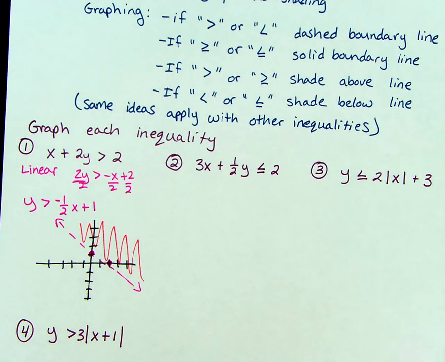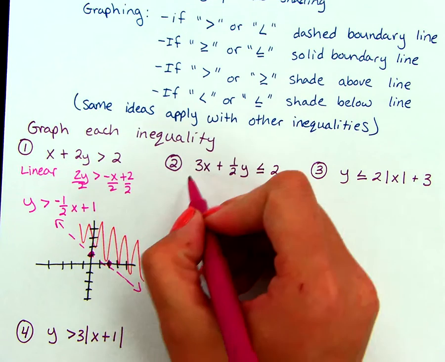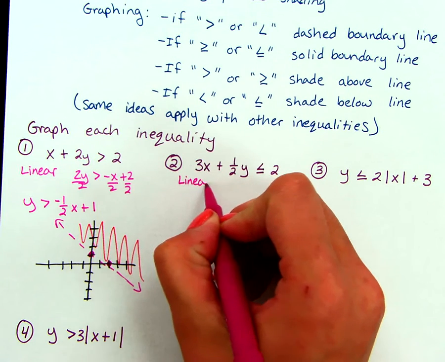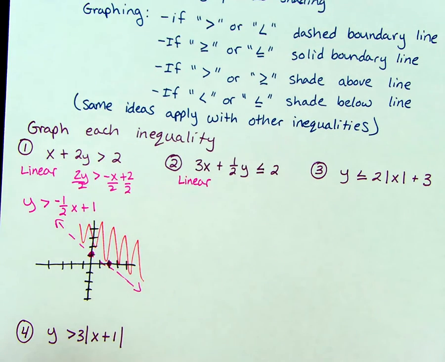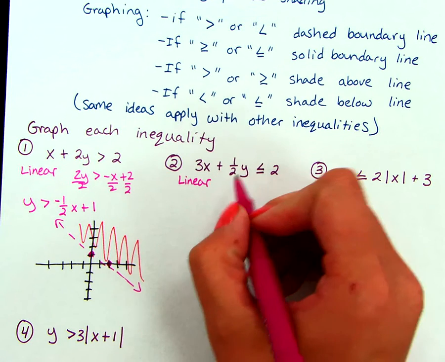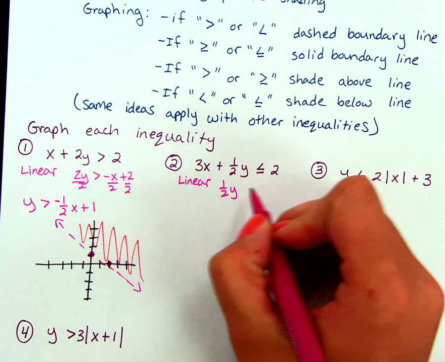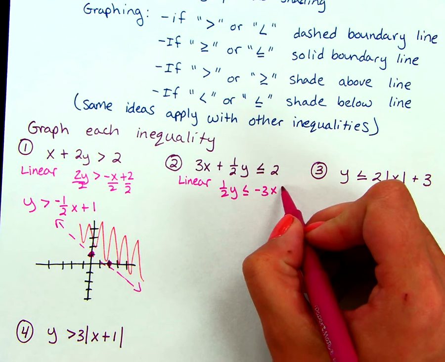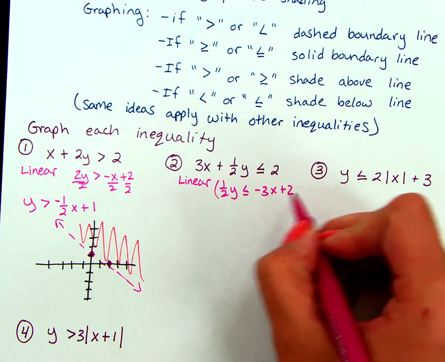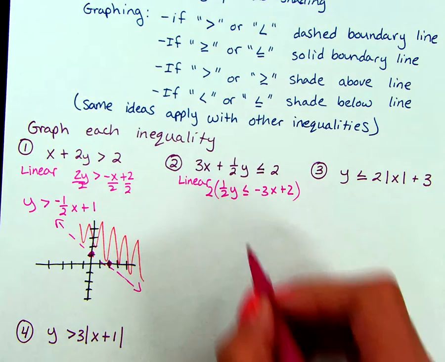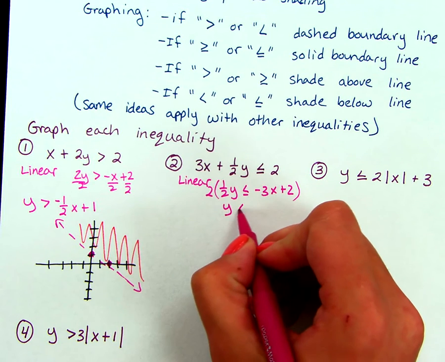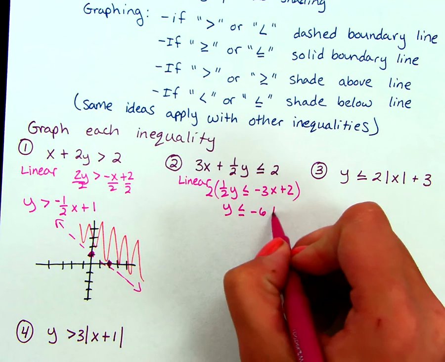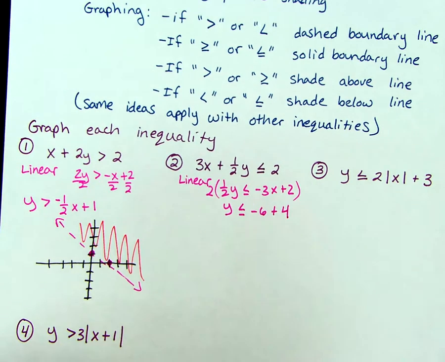All right, the next one is linear because we don't have an absolute value symbol again. So I'm going to solve this for y. I'm going to start by subtracting the 3x. And because we have a fraction this time, to get rid of it, I need to multiply everything by 2. So that will become y less than or equal to negative 6x plus 4. My y is by itself, so now I can start graphing.